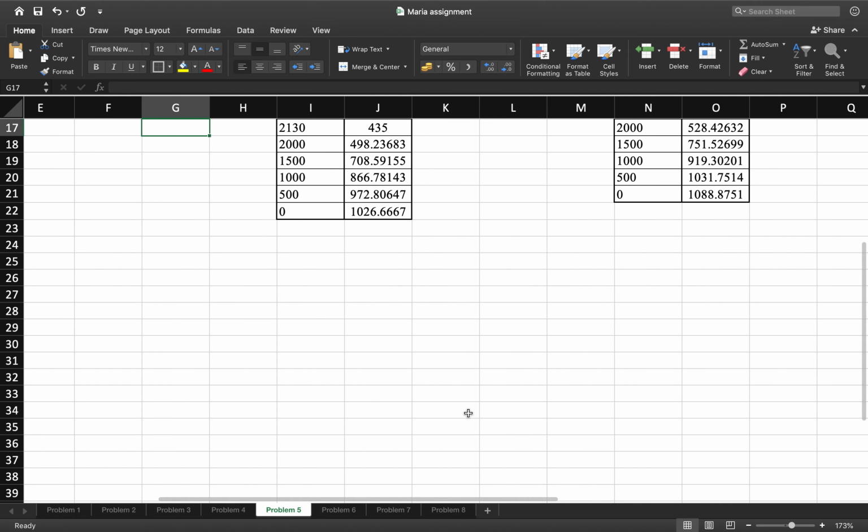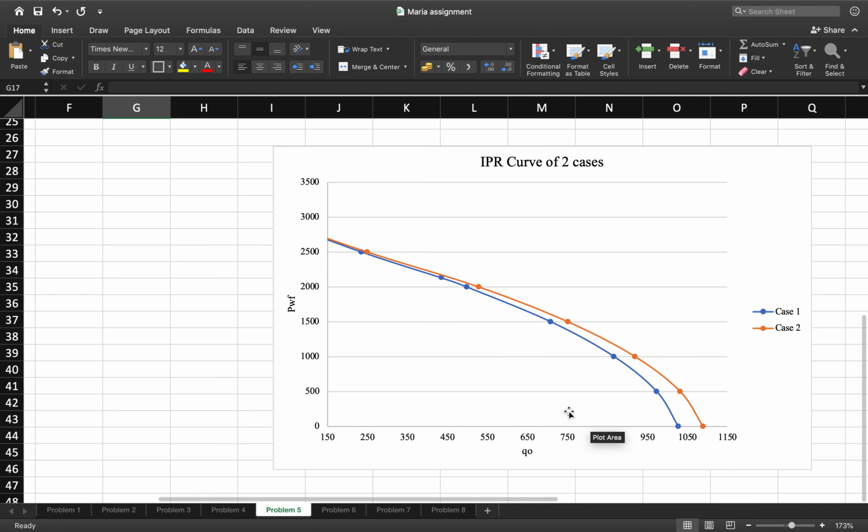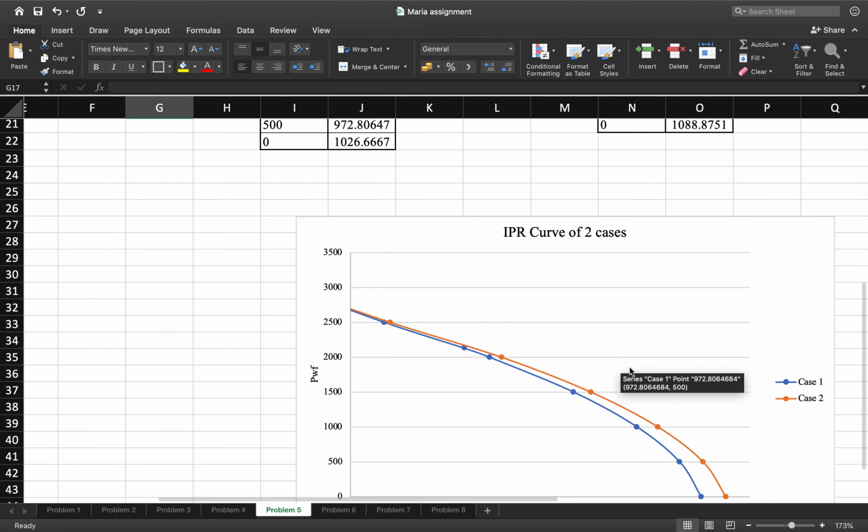Okay, so after that you will have the curve here, the curve in case 1. Case 1 is here, the blue line, with the two parameters, the bottom hole pressure and the flow rate Q0. So we have the IPR curve in this case 1.